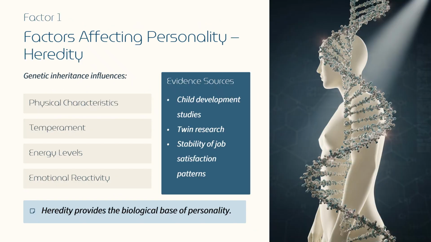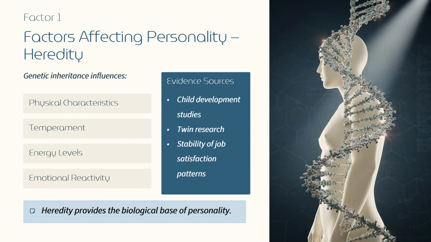Now that we understand what personality is and why it matters, we must ask, where does it come from? So, the first major factor is heredity. The heredity approach argues that the ultimate explanation of an individual's personality lies in the molecular structure of our genes. Characteristics such as physical stature, facial attractiveness, temperament, muscle composition, and even energy level are often inherited from our parents.